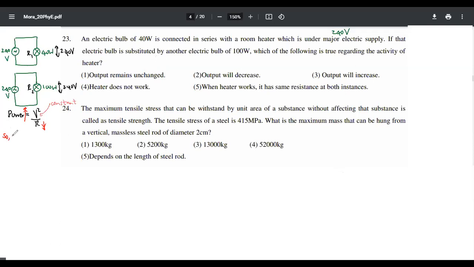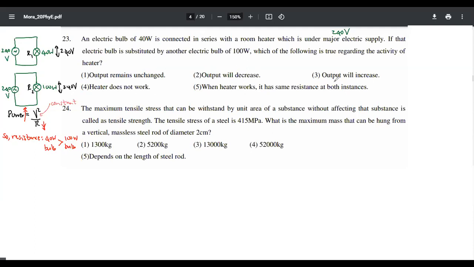Okay. So you need to know one thing: the resistance of a 40 watt bulb will be greater than that of a 100 watt bulb. The 100 watt bulb's resistance will be less, so it can glow brighter. It will allow more current to flow through it. You might have noticed that a 100 watt bulb is brighter than a 40 watt bulb. The reason is this: it has low resistance, so it allows higher current to flow through it.